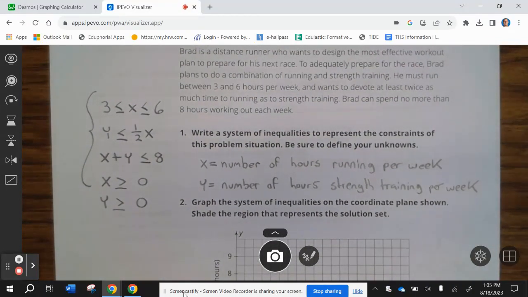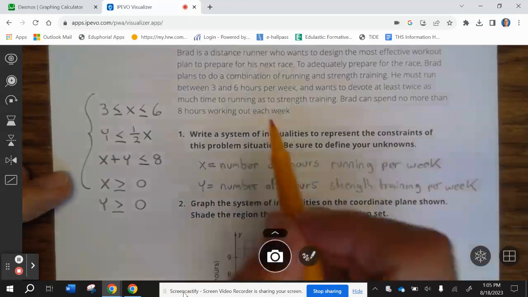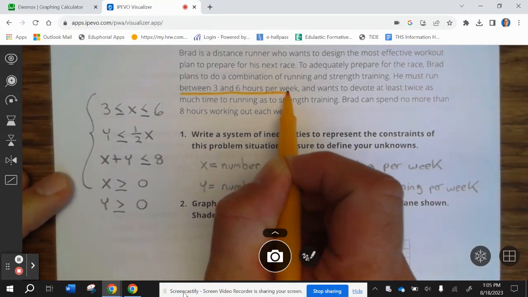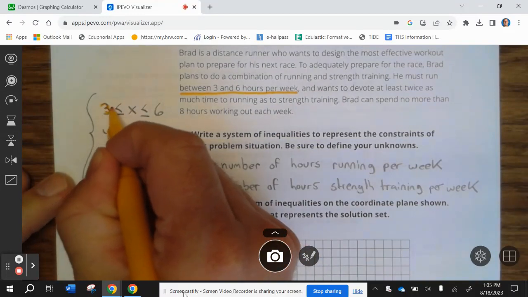Write a system of linear inequalities to represent the constraints of the problem situation. Be sure to define your unknowns. X is the number of hours running per week. Y is the number of hours strength training per week. Right. So here we have between 3 to 6 hours per week. That's this inequality.